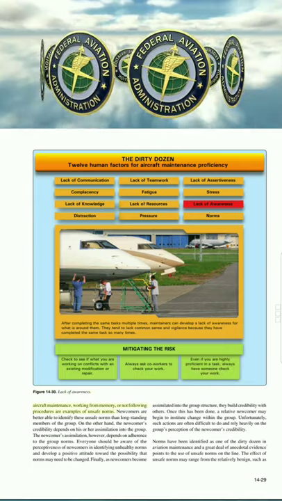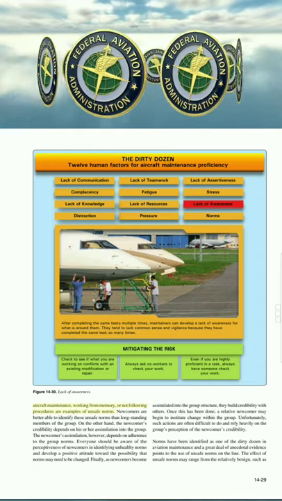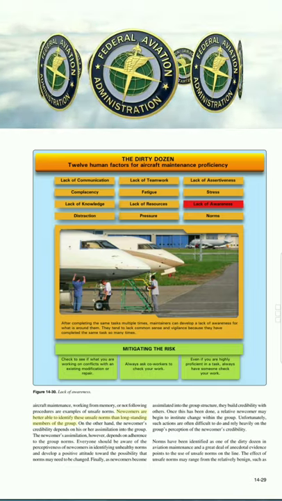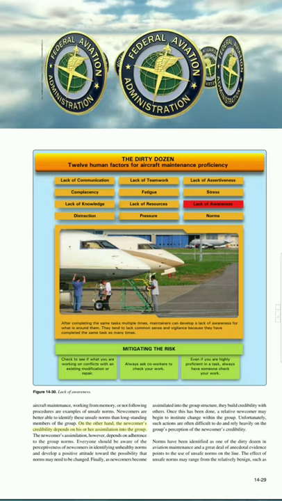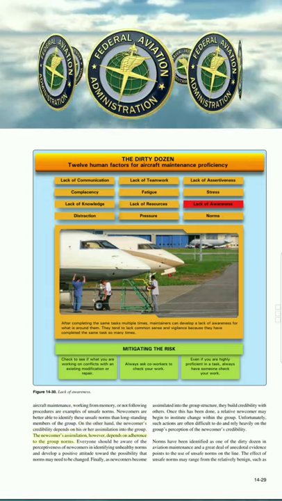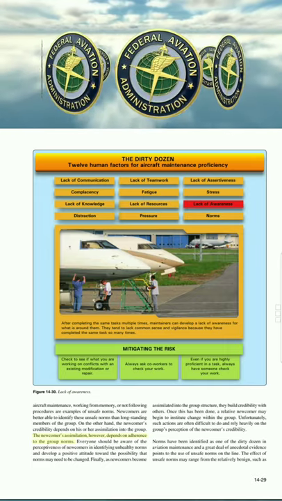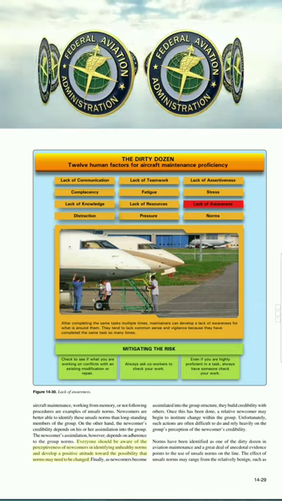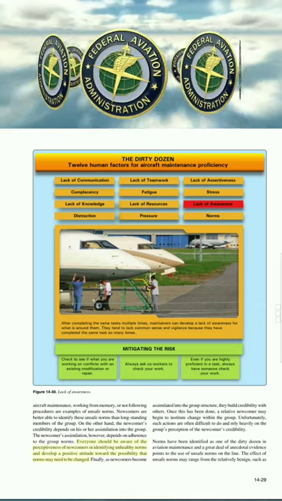Aircraft maintenance working from memory, or not following procedures, are examples of unsafe norms. Newcomers are better able to identify these unsafe norms than long-standing members of the group. On the other hand, the newcomer's credibility depends on his or her assimilation into the group. The newcomer's assimilation, however, depends on adherence to the group norms. Everyone should be aware of the perceptiveness of newcomers in identifying unhealthy norms and develop a positive attitude toward the possibility that norms may need to be changed.